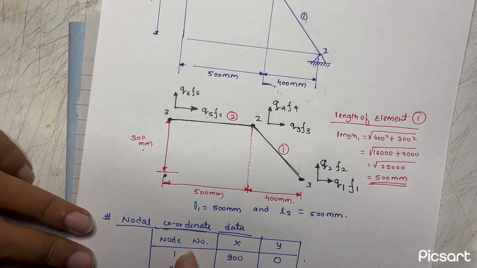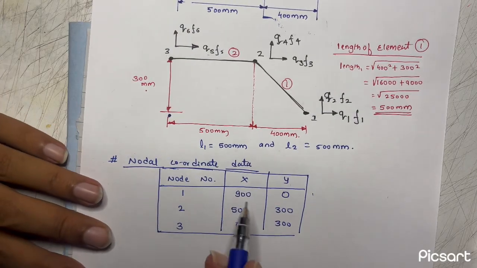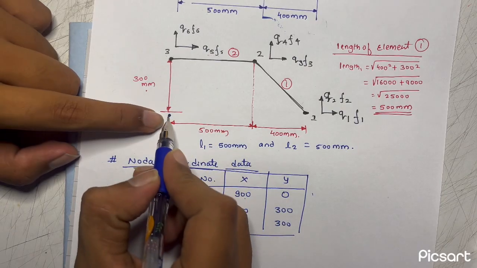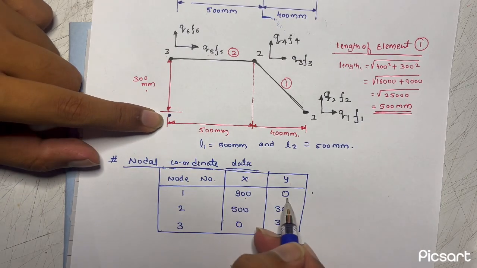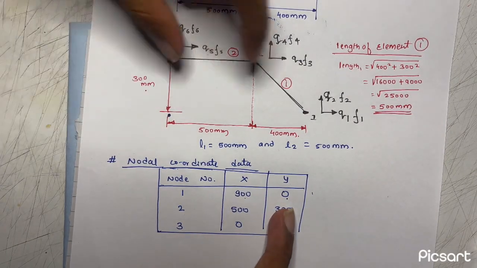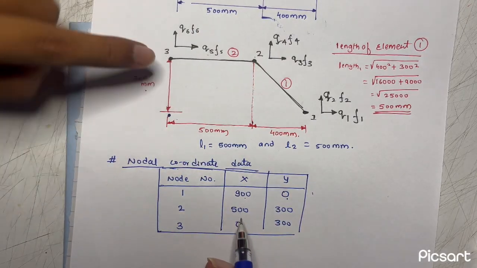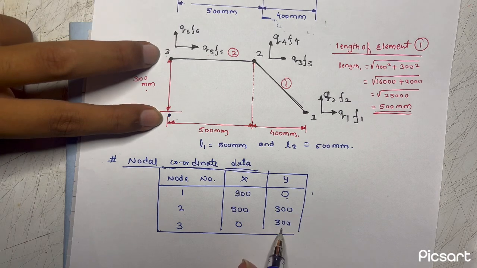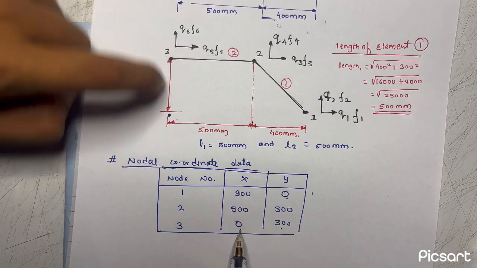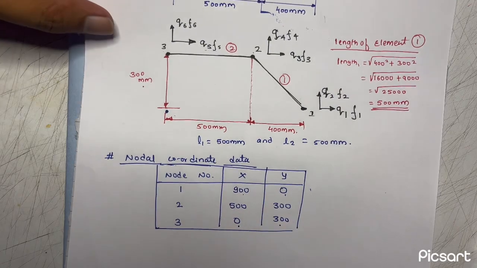Here for node 1, the horizontal distance is 900 and vertical distance, these 2 points are on the same axis, so it is 0. For node 2, the vertical distance is 300 and the horizontal distance is 500 from this reference. For this node 3, vertical distance is 300 and horizontal distance is 0 because these 2 points are on the same vertical axis. Next we have to create element connectivity data.